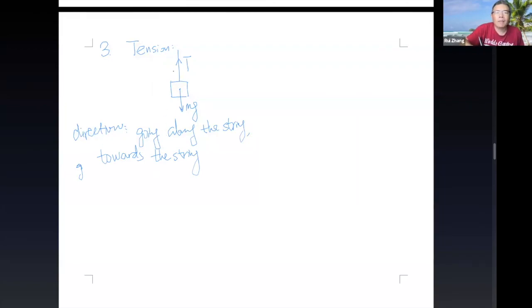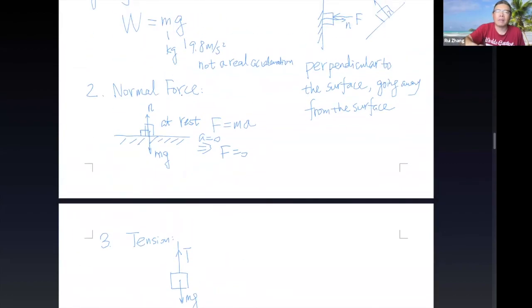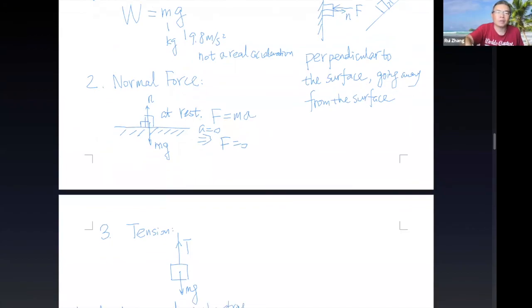Again, the magnitude is not fixed. It really depends on what other forces you have in the problem. Well, if the other force is too big, the string may be broken, right? That's possible. But as far as it's not broken, the tension is actually determined by the other forces. Same thing here: the surface may be broken, may be cracked if you apply too big a force. But normally, as far as the surface is good, the normal force is determined by other forces. Okay.